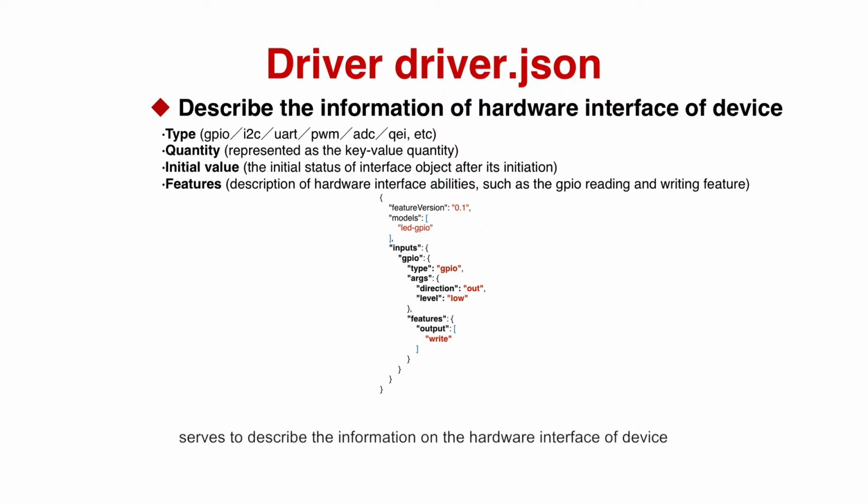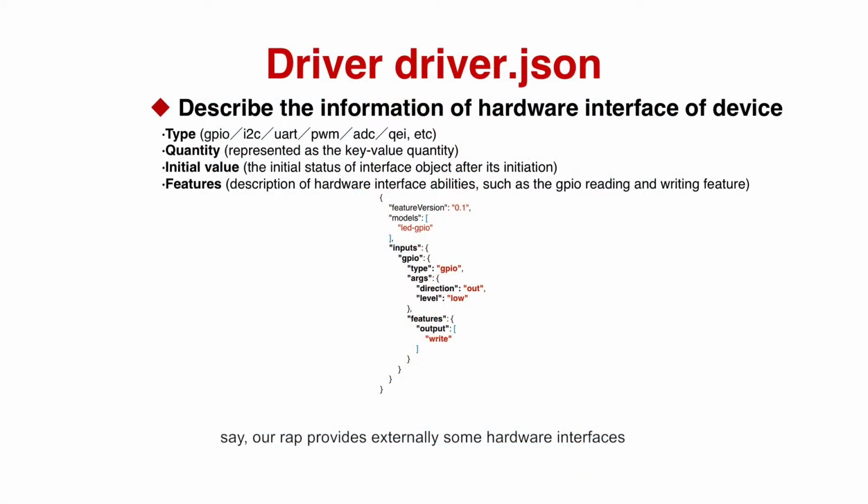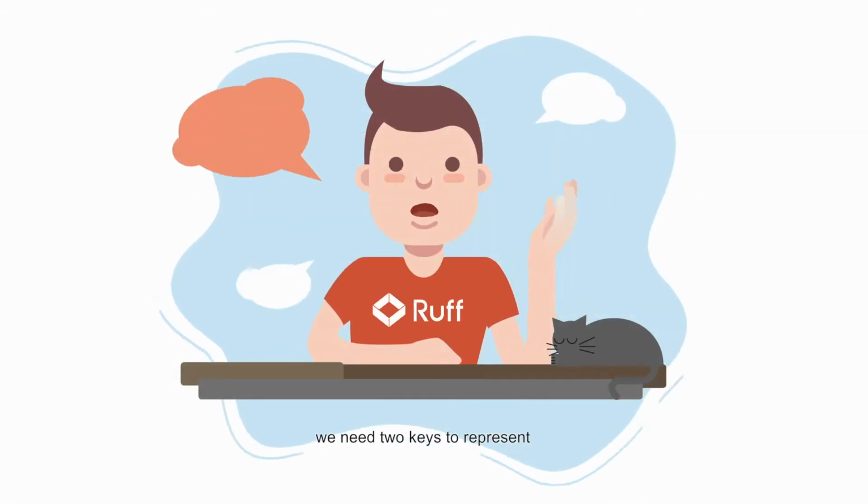This file serves to describe the information on the hardware interface of the device, and this information consists of the following major parts, namely the type of this interface. Say, our rap provides externally some hardware interfaces, some abstract APIs. For example, our interface types include GPIO, I2C, and so on. As to the quantity, it is mainly embodied through the way of key-value pairs. Say, here, if the device has only one interface, we just use a key-value pair to represent it. If there are 2 interfaces, we need 2 keys to represent.